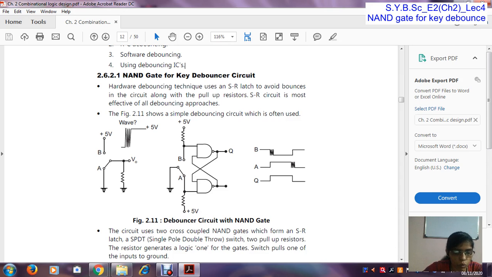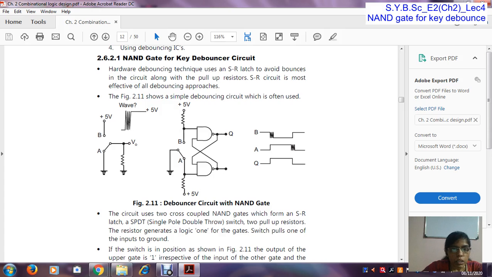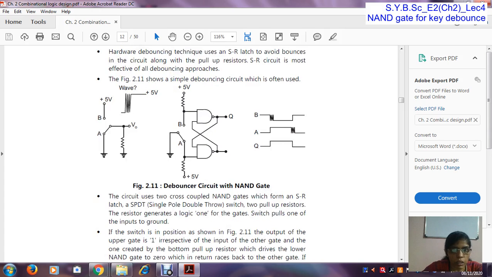Terminal B is connected to plus 5 volt and terminal A is connected to ground, and this is the key. When this key is connected to terminal B, then we get the logic 1 output, and when this key is connected to A, then we get the logic 0 at the output. So this concept is used in this circuit.